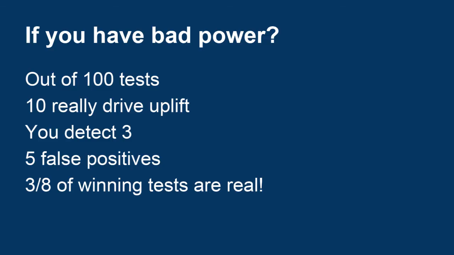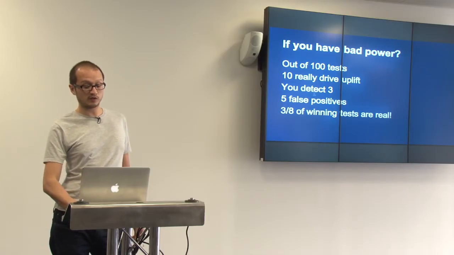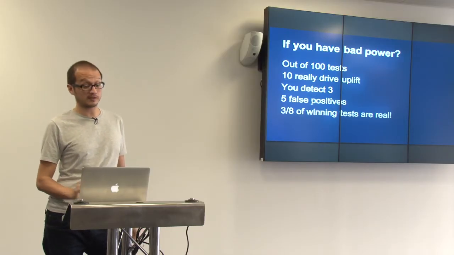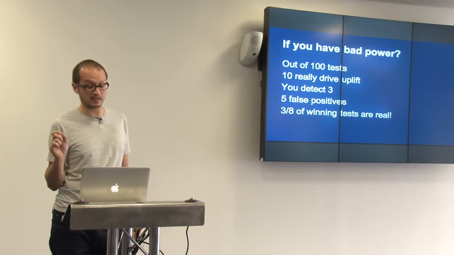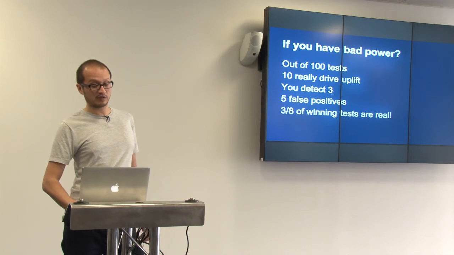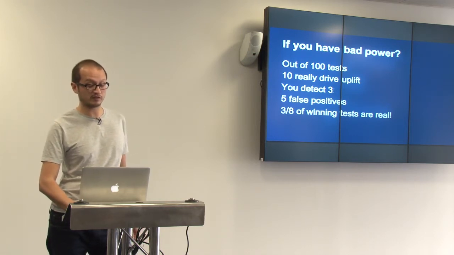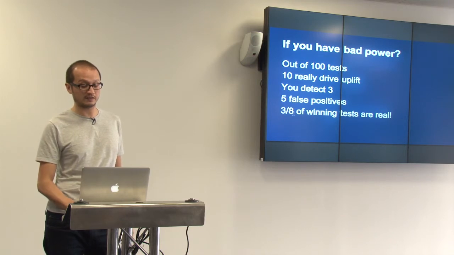You'll now have 30% power. If you originally had 80% power, you'll now have 30% power with a sample size a quarter of what you originally calculated. So your false positives, you're going to get 5 false positives again. That stays constant. And you'll only detect 3 real results. So you've got 30% power, you only detect 3 of the real results. So now 3 out of 8 of your winning tests are real.